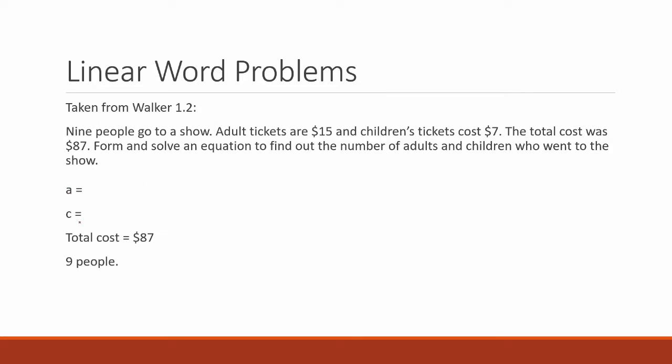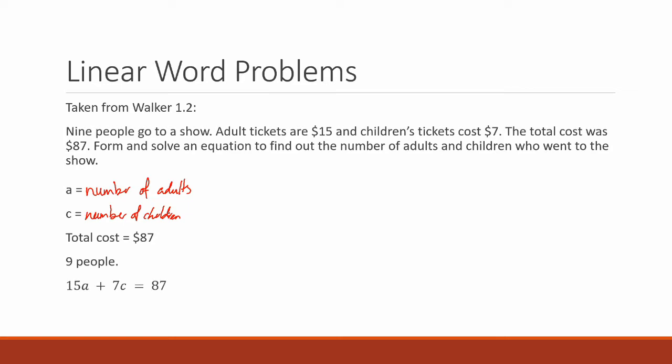If we think about what A and C would represent, we've got the cost of an adult ticket and the cost of a children's ticket, but we need to solve for the number of adults and the number of children. So A is going to represent the number of adults, and C will be the number of children. Excuse my scribble, I struggle to write with this tablet. If that's the case, we can form an equation with $15 per adult and $7 per child by writing it like this.